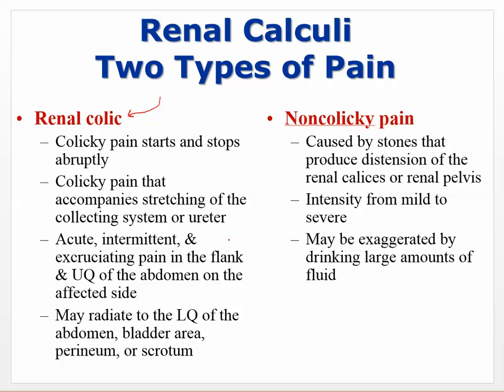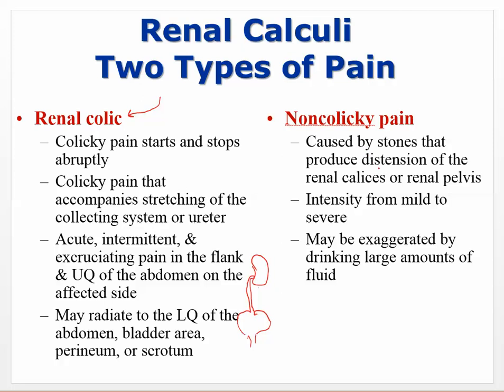It's acute, intermittent, and excruciating in the flank and upper quadrant on the affected side, so that would be associated with the kidney. That's where you're going to find those kidneys. It may radiate down to the bladder area, or even lower to the perineum or scrotal area. Okay, so that's colicky pain. It just sort of depends on where those kidney stones are finding themselves.